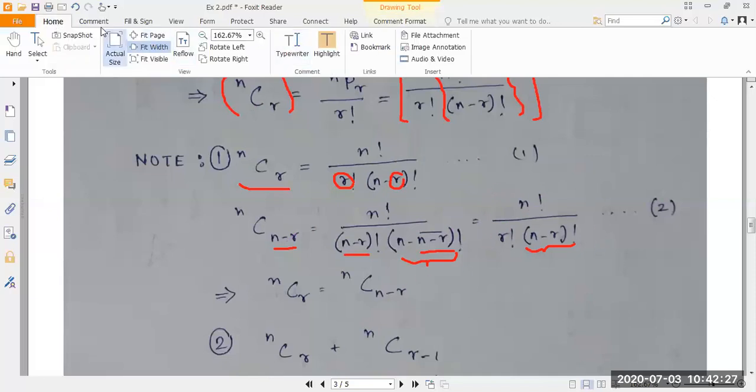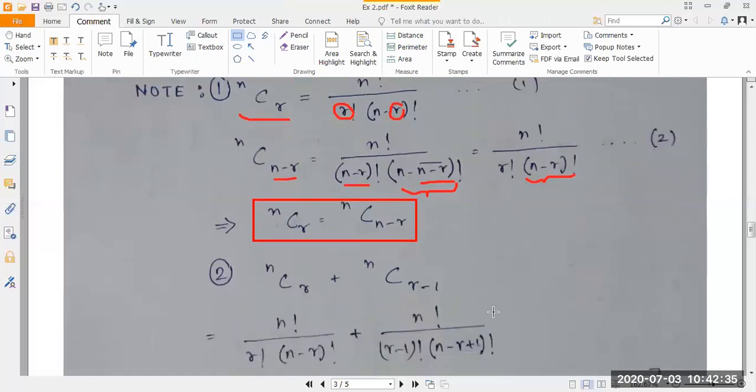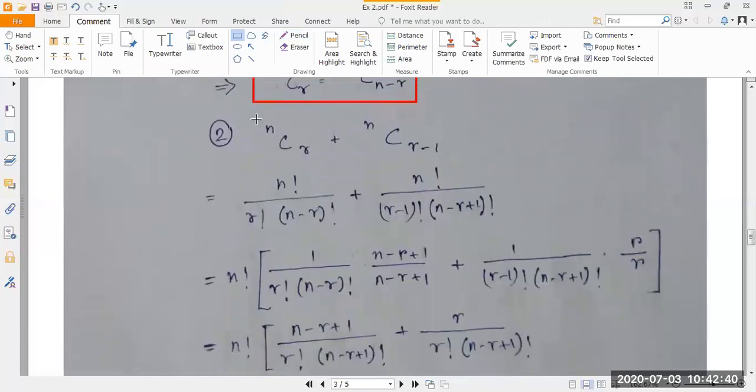So here we reach a conclusion that nCr equals nC(n−r). That is a very important expression in the chapter of combinations. The next expression we'll come to is we'll try to find out the value of nCr plus nC(r−1). First, I will talk about the mathematical derivation and then I will express the intuition behind it.